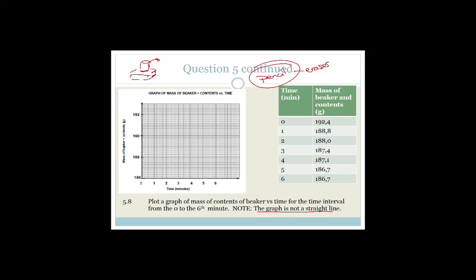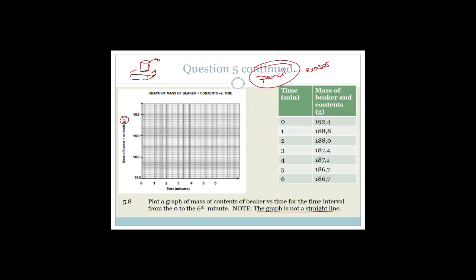So you'd have to tell them what this is. This is the mass of the beaker and the contents, and you have to write the unit. And similarly, the time, and it has to have the units here. Next up, you have to obviously fill in your values.